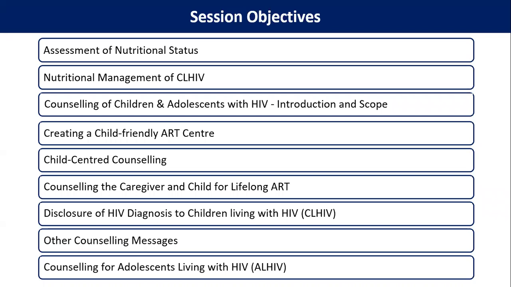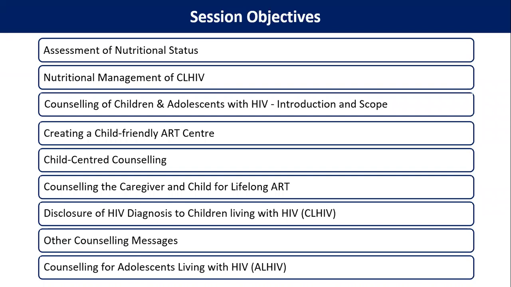So the objective of the session is that we have to assess the nutritional status of the child, because whenever we see a child with HIV infection, many of the children are malnourished. So complete nutrition assessment has to be done when the child follows at our center. Then we also have to identify their nutritional needs, and accordingly plan the diet for them.